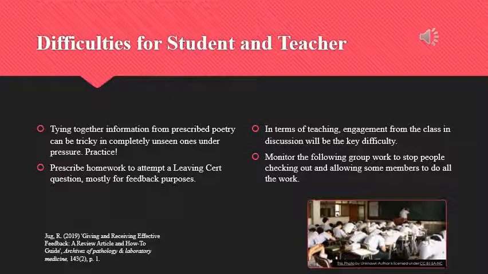To end the lesson, I would give homework. This would be answering a Leaving Cert style question on their own. It's not important that they get this right first time, but it is to give me an idea of where they are. With this, I can provide meaningful feedback from student to student.